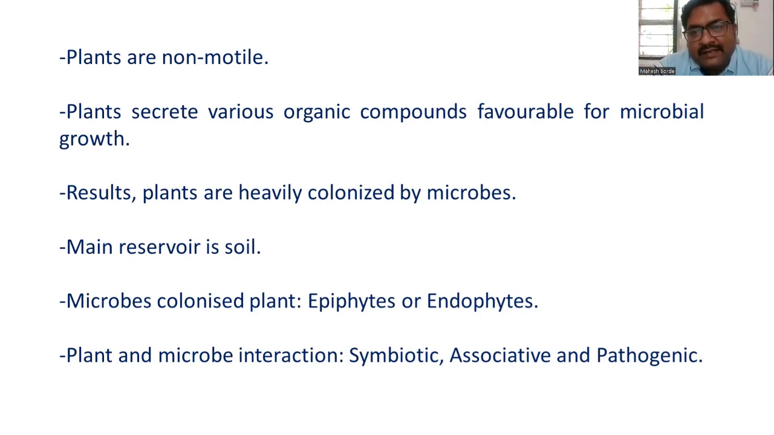Whereas there are three main types of interaction which are observed between the plant and the microorganism. First one is symbiotic, second is associative, and third one is pathogenic. So the major type is symbiotic association, where most of the microbes are associated symbiotically and they have some beneficial role in the plant growth and life cycle.